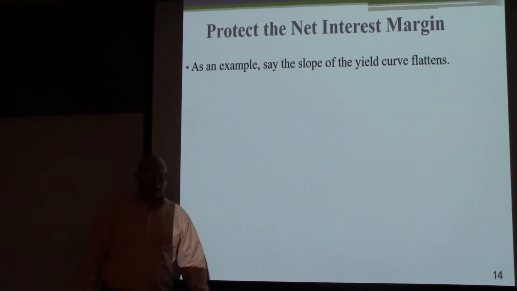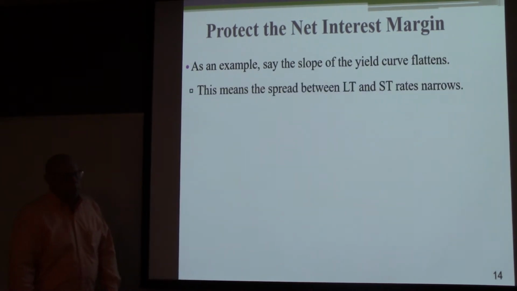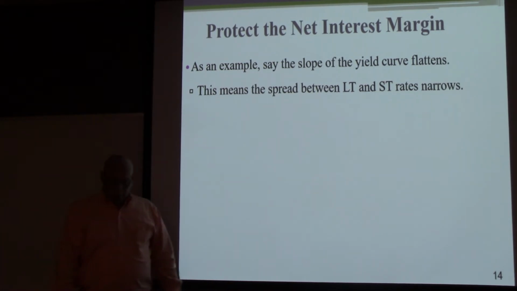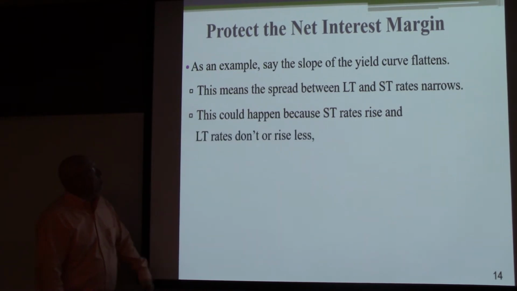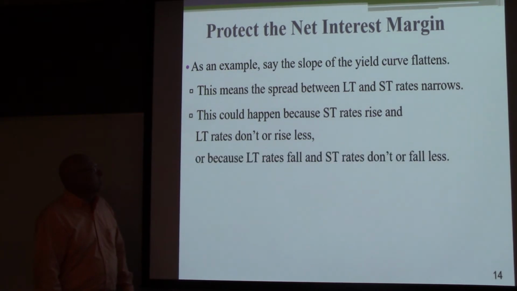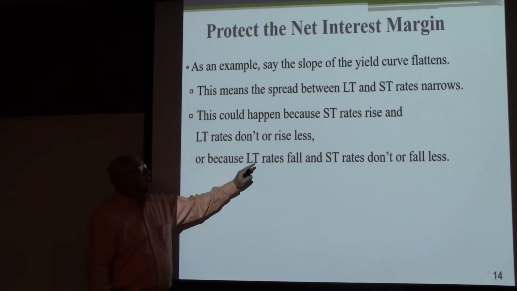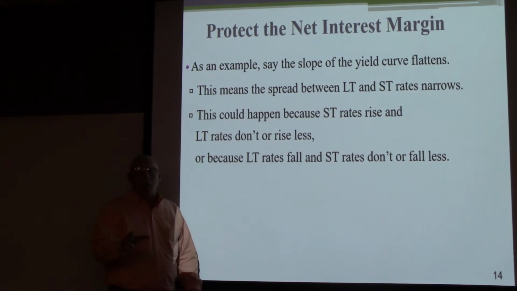All right, as an example, say the slope of the yield curve flattens. This means the spread between long-term and short-term rates narrows. This could happen because short-term rates rise because the Federal Reserve makes that happen, and long-term rates don't rise at all, or maybe they don't rise by as much. Or the spread could fall because long-term rates fall and short-term rates don't fall, or they don't fall as much.